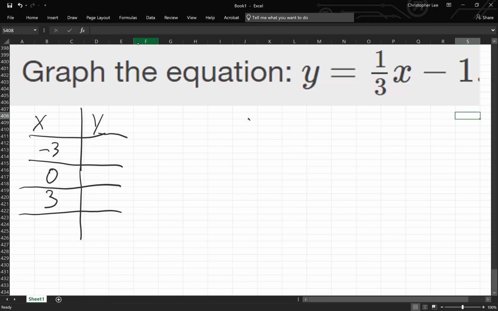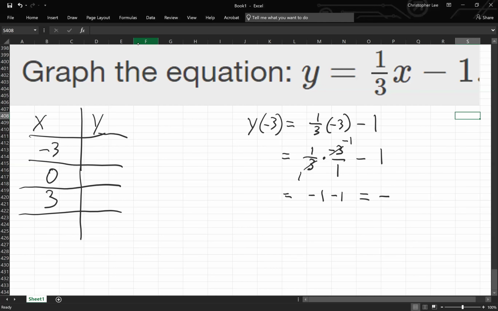So let's do it. I want to do y of -3. This is going to be 1/3 times -3 minus 1. Just to recap, this is actually 1/3 times -3/1. And remember, you reduce the fraction before you go through. So 3 goes into 3 once, 3 goes into -3, -1 times. So this becomes -1 minus 1, which is -2. And that's it.